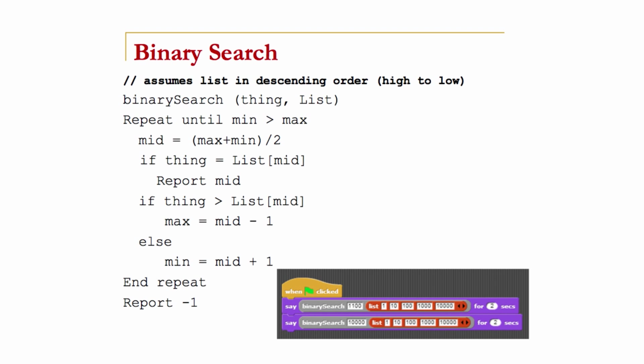Otherwise, I need to adjust the min and max index values as I did on the previous slide. This continues to repeat until that condition is met of found being true, or min becoming greater than max. And this is a much more improved search algorithm than linear search.